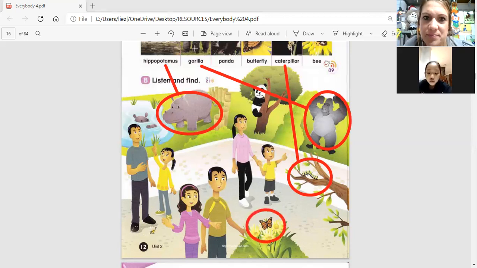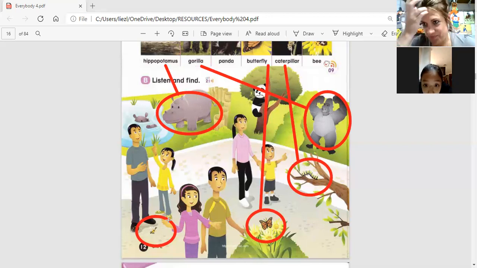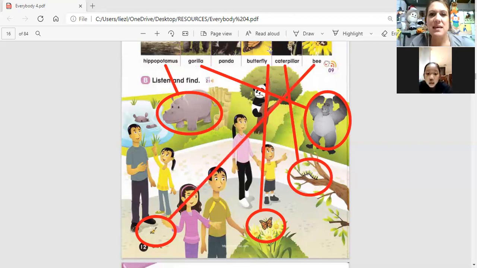What is that one? Butterfly. What is this one? A bee. And what is this one? Panda.